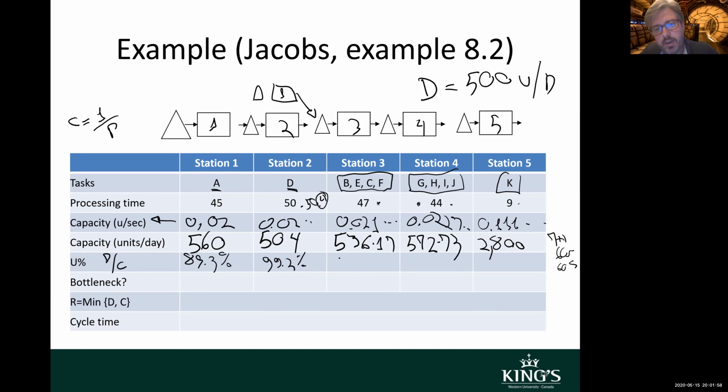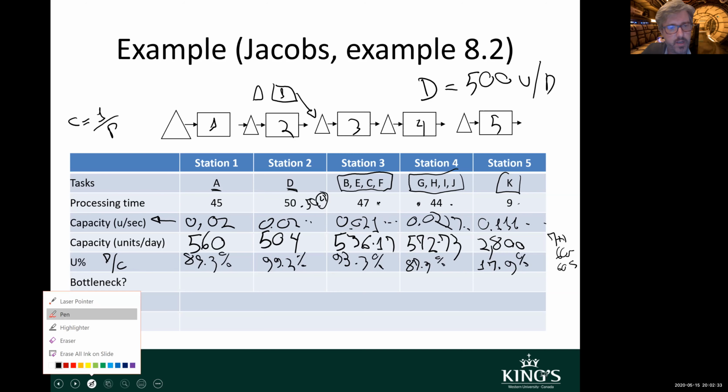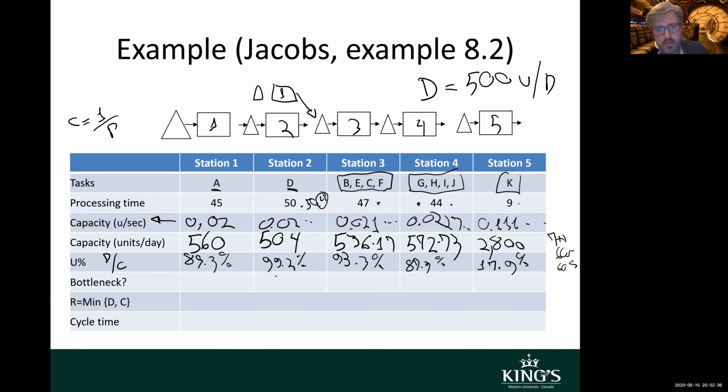Station number 3, 93.3%. Station number 4, so the 500 units divided by 572, I get 87.3%. And then station number 5, 500 units a day divided by 2,800. This is 17.9% utilization. The bottleneck is always a single bottleneck, and that will be the one with the highest utilization. So that is very clear that the bottleneck is this guy over here, right? So here's my bottleneck right there.